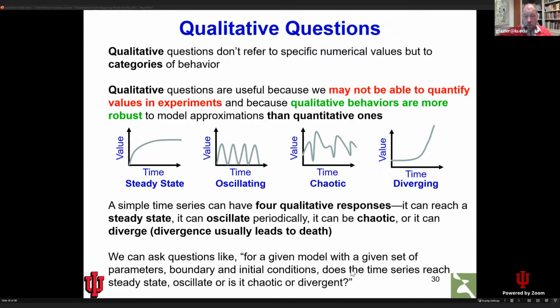But the first thing we can ask are qualitative questions. These are categories of behavior. And we've seen these both in William's example and Elmar's example. Qualitative questions are useful because in general, we can answer them without making detailed measurements. Is the cell alive or dead? It's a qualitative question. Does the time series reach a steady state, or does it oscillate?